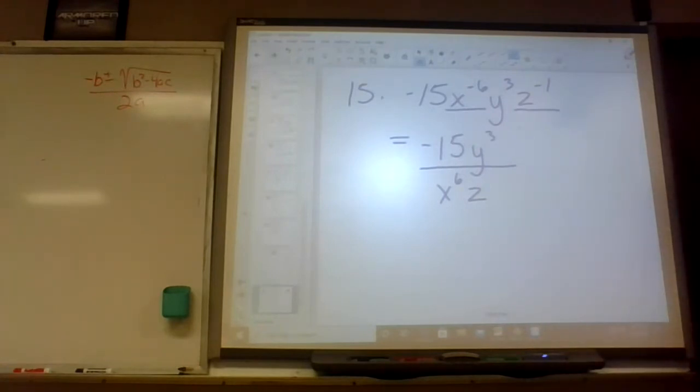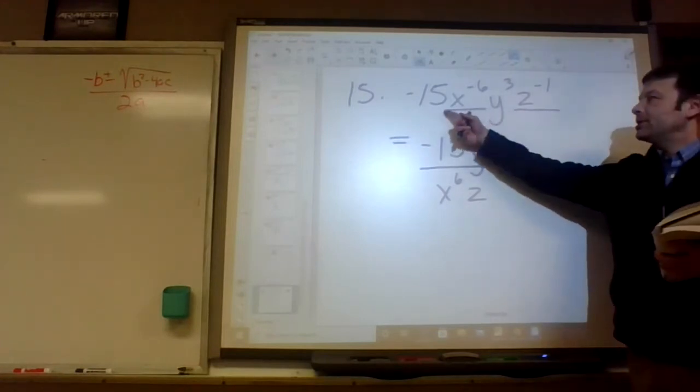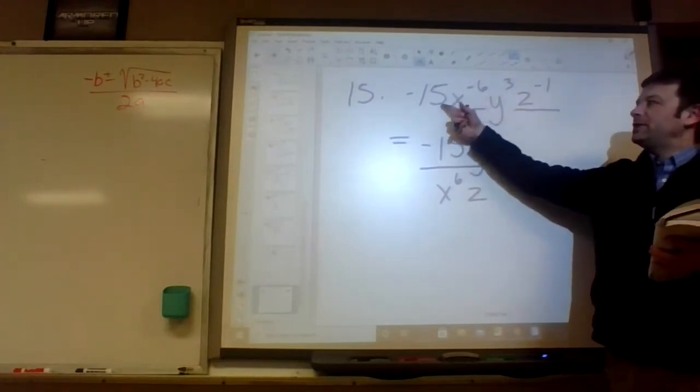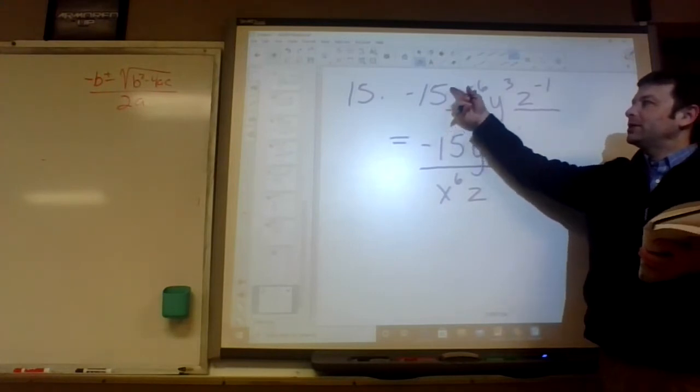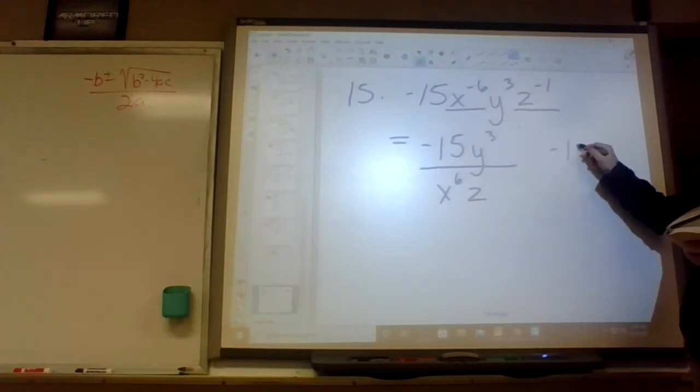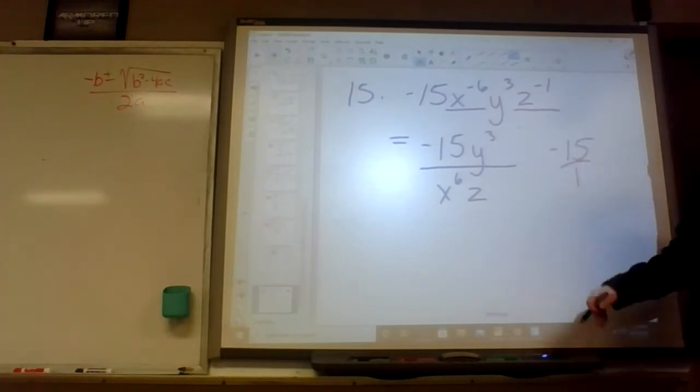So this section is a little bit harder than the last section, where we could have stopped right here. Wait, why don't you flip the 15? Can you not flip the 15 to the bottom? Negative 15 is not to the negative anything. It's just a negative 15. Negative 15 is like negative 15 over 1. It's just on top.